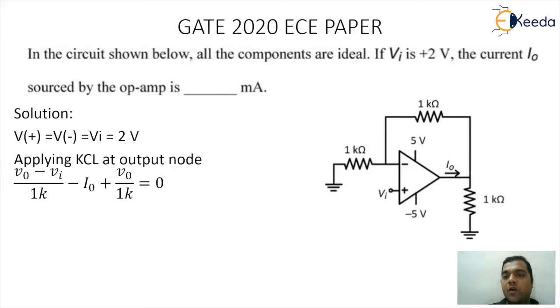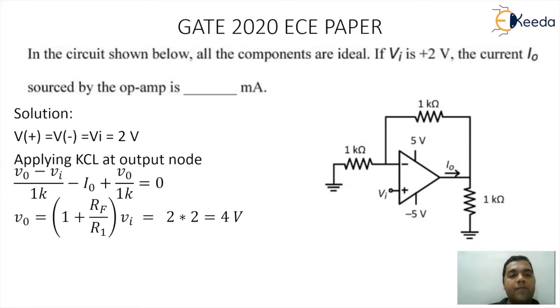Since your input is 2 volt and it is applied to the plus pin of the op-amp, and the op-amp is in non-inverting configuration, the output will be 1 plus RF by R1 times VI. RF is 1K and R1 is also 1K, so the output will be 2 times VI. The VI value is 2 volt, so the output will come as 4 volt. Putting VO as 4 volt and VI as 2 volt in the equation, we end up with IO equal to 6 milliampere. So the output current of the op-amp is going to be 6 milliampere.